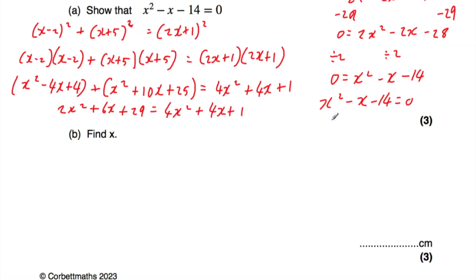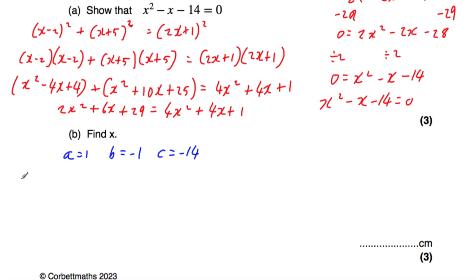Okay, part B. Part B says to find x. That means we want to solve this equation. To solve this equation, we could try and factorize it, but we probably won't. We could use completing the square, or in this case, we're going to use the quadratic formula. So we've got a is equal to 1, b is equal to minus 1, and c is equal to minus 14. So we've got our values for a, b, and c.